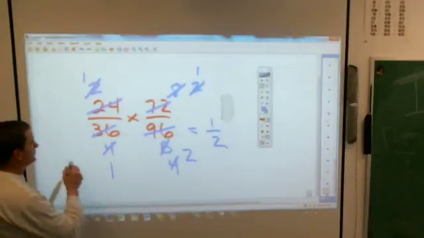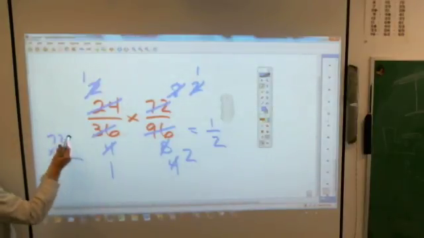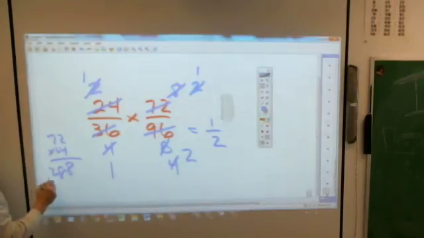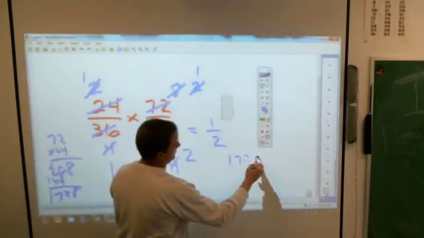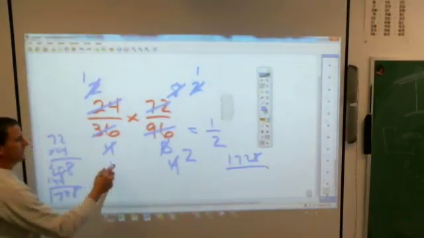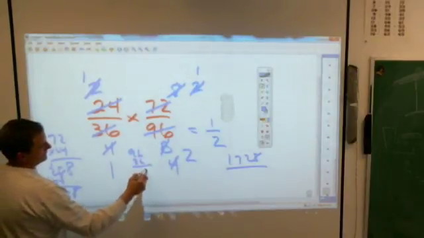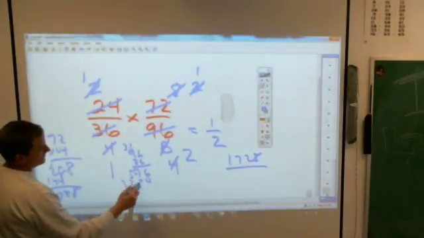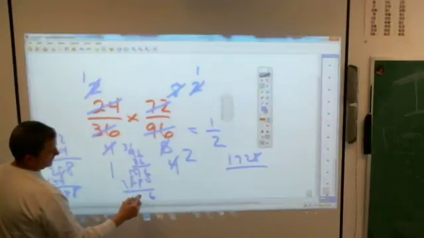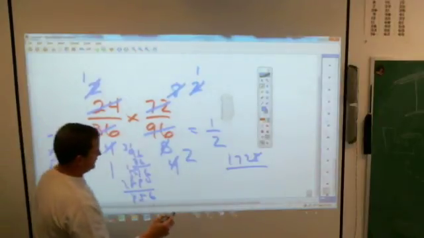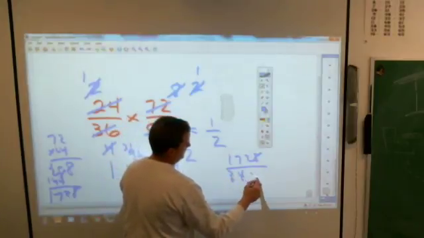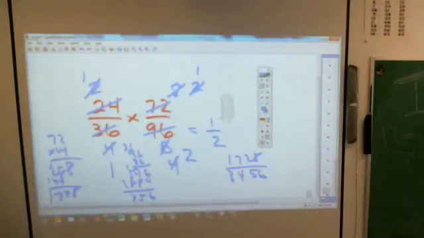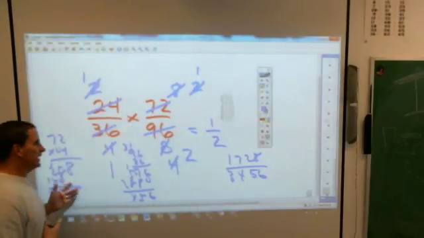If you multiply 24 times 72, what do you get? You get 1,728 all over 36 times 96, which is 3,456. That's garbage. I don't even know if I'm doing this right. For you to sit down and try to reduce that, you're going to spend a little bit of time. It's just simpler to reduce before you multiply, and then you don't have to worry about doing it.